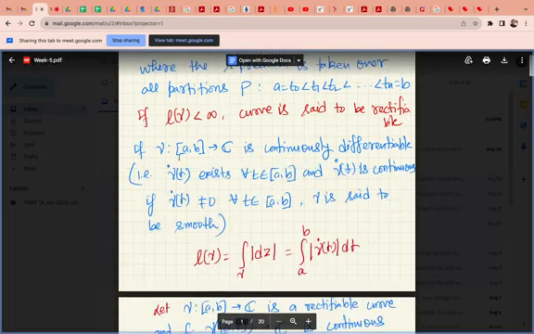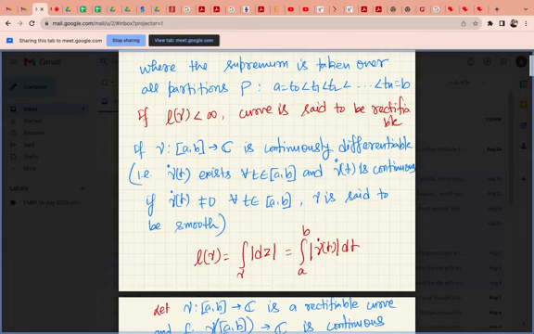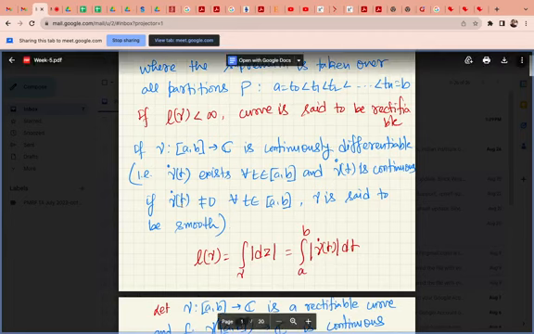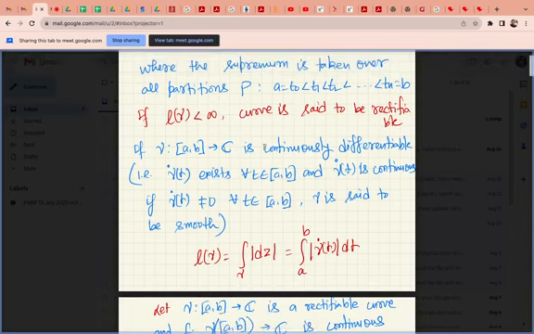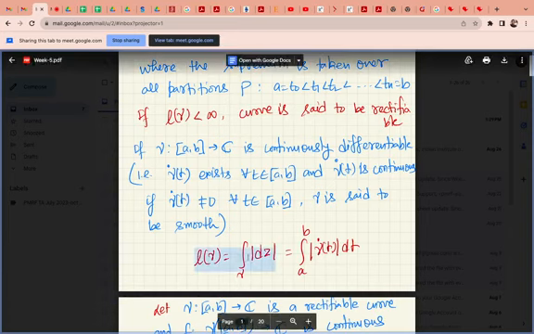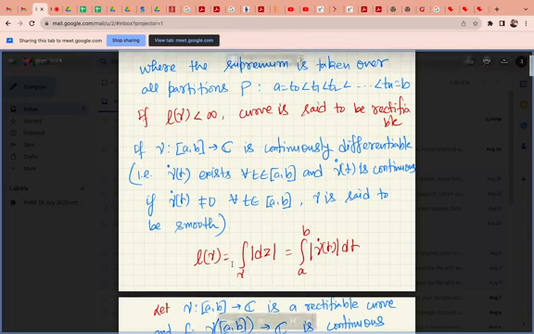If gamma is a continuously differentiable curve, or piecewise continuously differentiable, then gamma dot t is continuous. Continuously differentiable means gamma dot t exists and gamma dot t is continuous. If gamma dot t is non-zero for every t, gamma is said to be smooth. To distinguish between continuously differentiable and smooth, this is the condition we impose. In this case the length of gamma is simple to calculate. We have a formula: the length of gamma is the integral over gamma of mod dz, which is the integral from a to b of mod of gamma dot t dt.